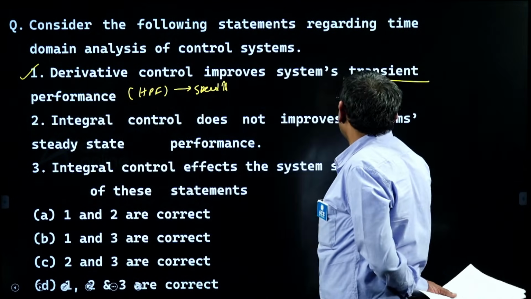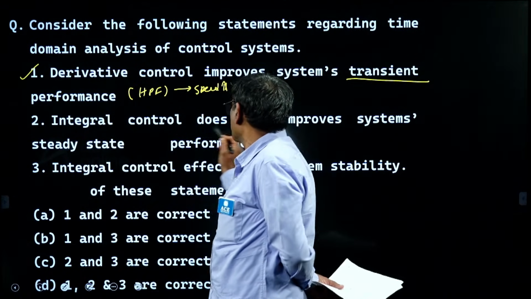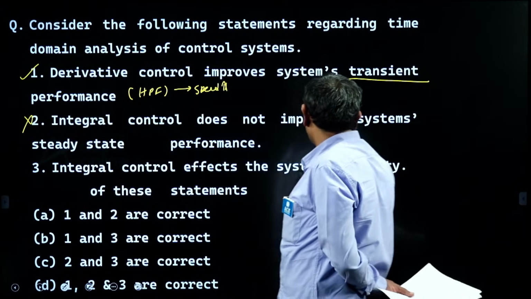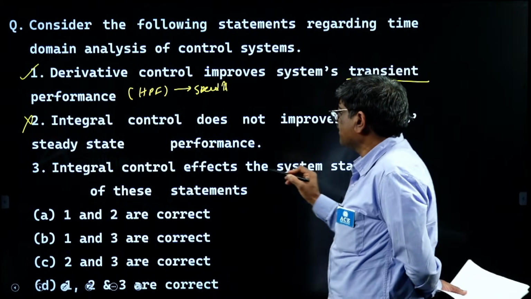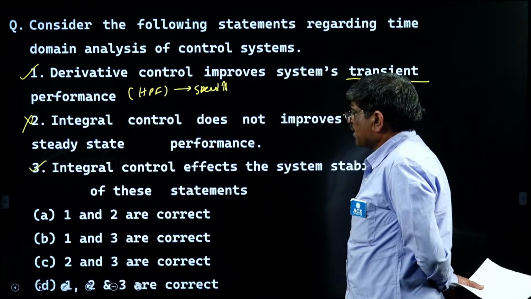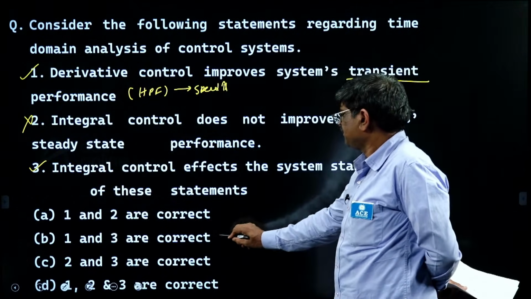Integral control does not. Integral is low pass filter. It improves the steady state performance, so the second one is wrong. Integral controller affects the stability. Yes, correct. So it affects the stability. And 1 and 3 are correct.